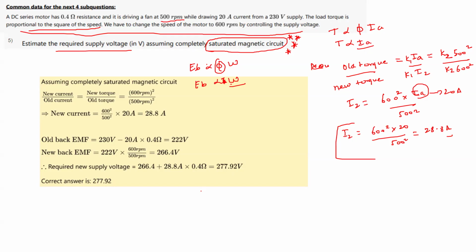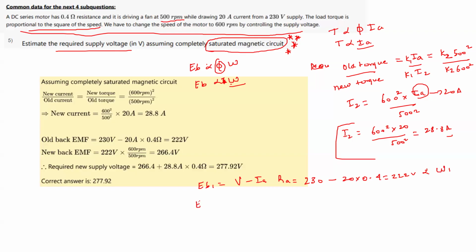Now what is EB1? So EB1 we can find out. EB1 is V minus IaRa. Now what is V? V is given as 230 minus 20 ampere into 0.4. So this is 222 volt, which is proportional to phi into omega, where phi is constant. It is proportional to omega 1.